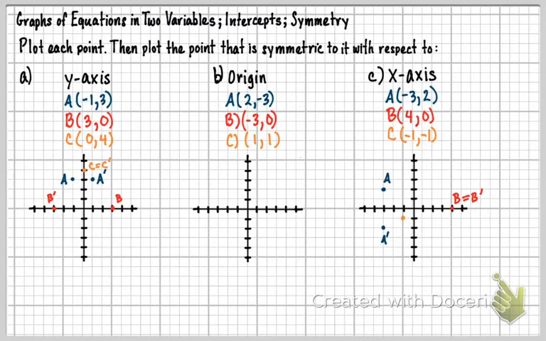And then C prime is going to be in the other direction now, same distance. And that would be my C prime. So there's the second one. So again, it's very similar to the y-axis. I wanted to save this third one, the B, for last for this reason.